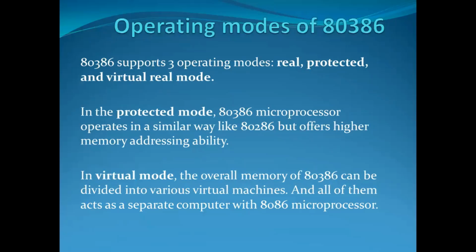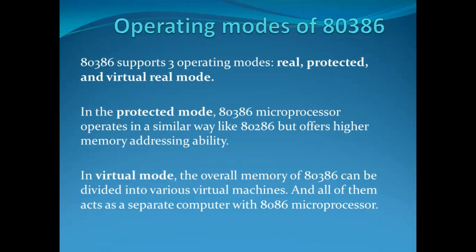So we will find out the next point, that is the operating modes of the 386. The 386 supports 3 operating modes: real, protected, and virtual real mode. We already discussed in our previous article that the 80286 supports 2 operating modes, whereas the 80386 supports 3 operating modes, that is real, protected, and virtual mode.